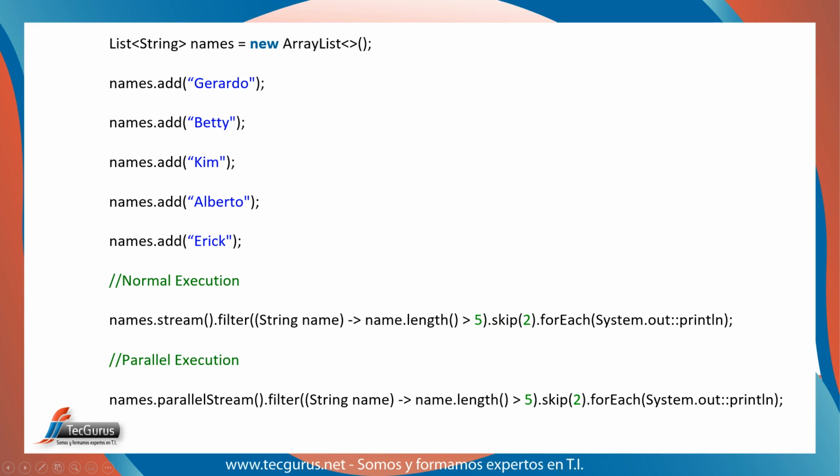When using one or the other, if you want a faster execution, use parallelStream, but you must consider that it will not necessarily respect the order of the information. On the other hand, stream does respect the order, but obviously the execution will be a bit slower. Here I am filtering the elements, applying a lambda operation where I say that I only want the elements whose size is greater than 5.